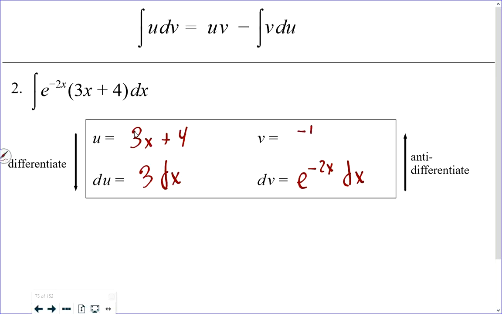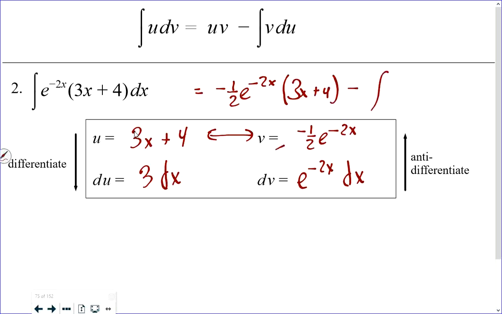This becomes negative 1/2 e to the negative 2x. So it's the product of these minus the integral of the product of those, but that dx is taken care of. There's a dx there. I was just so tempted to move those constants out as I wrote it, but you can move them out whenever you like.